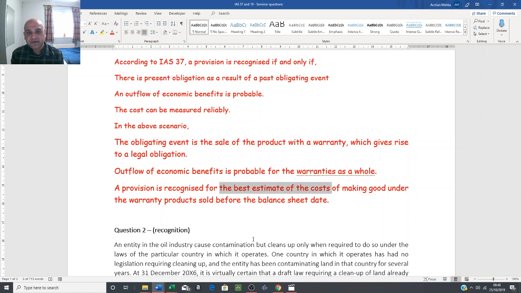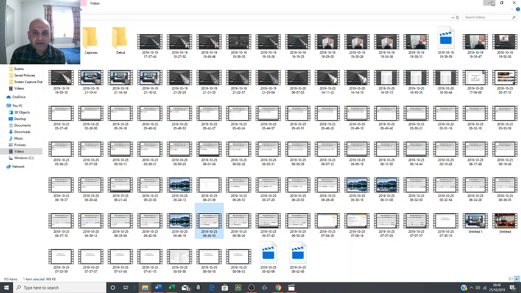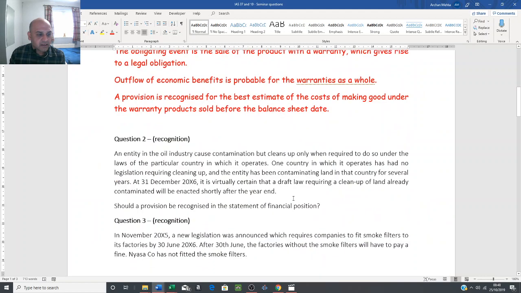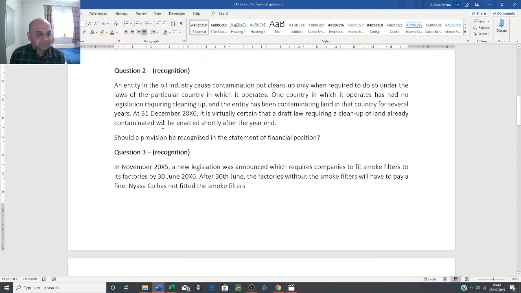So the key over here: whether there is a present obligation, whether there is a probable outflow of economic benefits, and lastly, if there is a cost which can be measured reliably. All right, simple. Now, have a go at question 2 as well. Oops, sorry. Let's have a look at question 2.